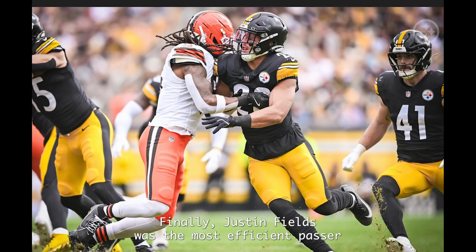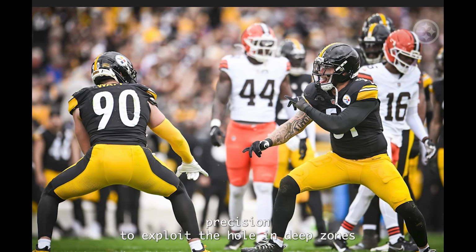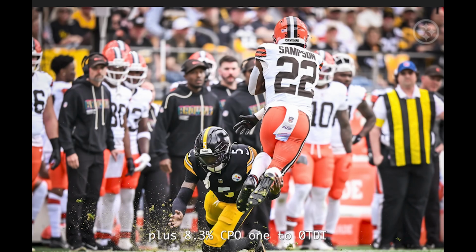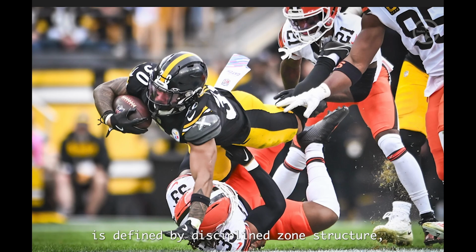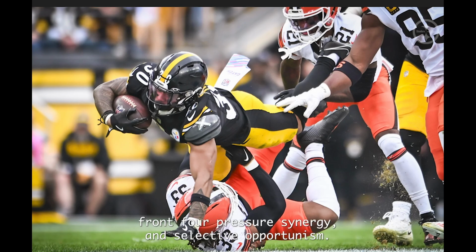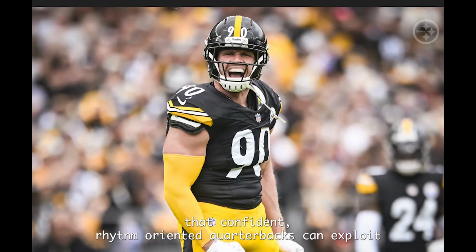Finally, Justin Fields was the most efficient passer against the Steelers, using selective vertical aggression and intermediate precision to exploit the hole and deep zones, plus 8.3% CPOE, 1-to-0 TD/INT. Overall, Pittsburgh's 2025 defensive identity is defined by disciplined zone structure, front four pressure synergy, and selective opportunism, but with persistent exposure in the deep intermediate seams that confident, rhythm-oriented quarterbacks can exploit.